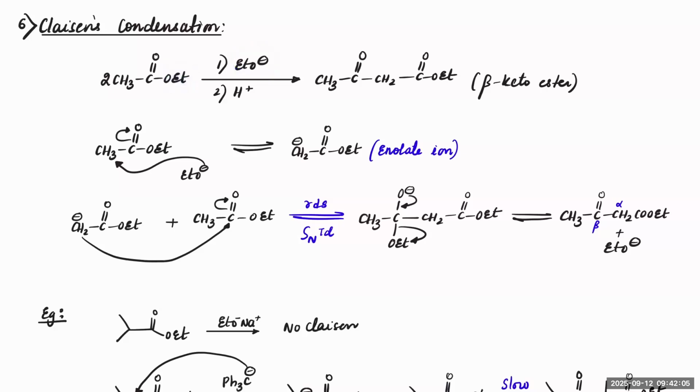So if I take ethoxide as a base, it will extract H plus from the alpha position. You get a negative charge. So enolate ion is formed. Enolate ion as a nucleophile attacks the second mole. You will get a nucleophilic addition. And then as oxygen will push it as a double bond, OEt will go away, and that's how we'll get beta keto ester.